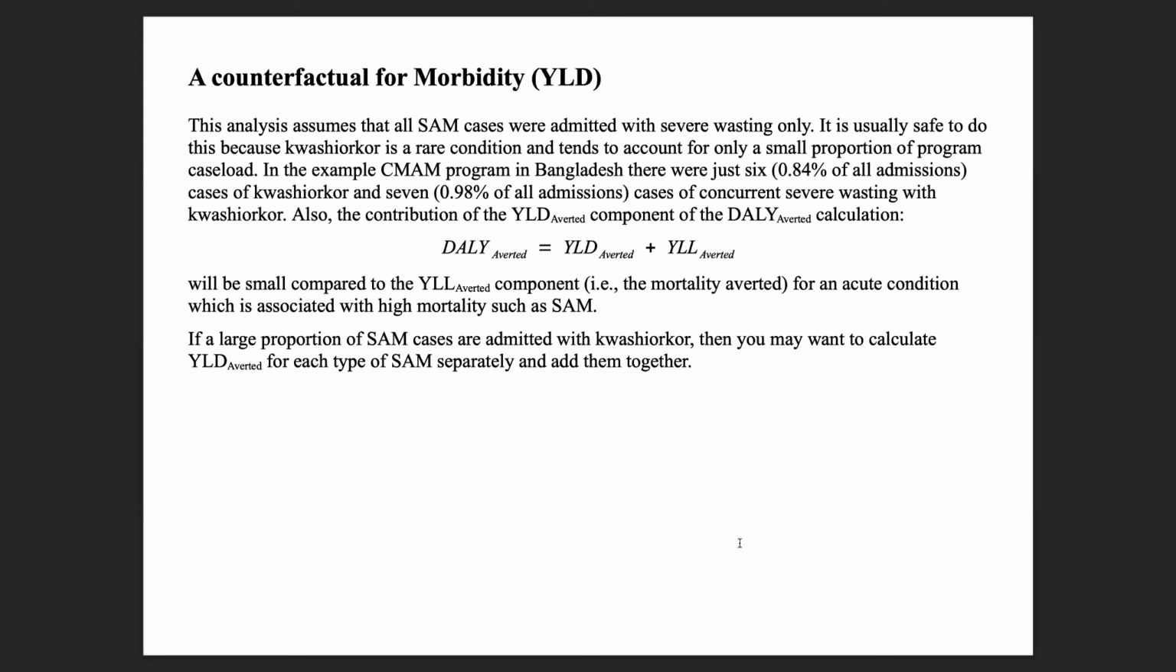Now, an interesting thing here is that we're treating SAM, but we've really only defined SAM as severe wasting. And that's usually an okay thing to do because kwashiorkor is a rare condition and tends to account only for a small proportion of program caseloads. In the Bangladesh program, there were just 6 cases of simple kwashiorkor and 7 cases of concurrent wasting with kwashiorkor, marasmic kwashiorkor. So these small proportions are not really going to affect our results very much.